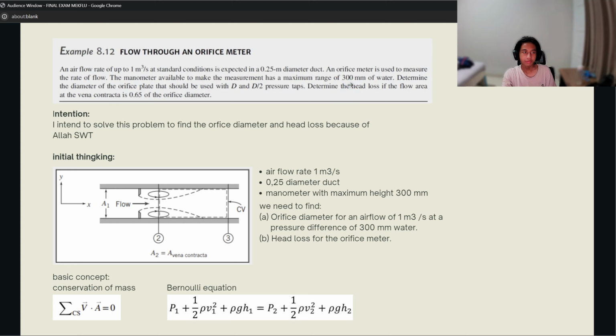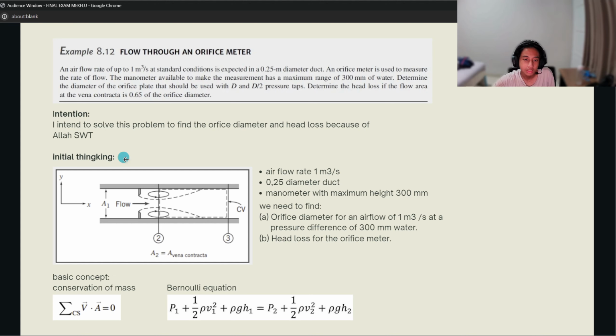To solve this problem, like usual, I would like to use the A5 problem solution. Let's get started with the first step, which is intention. I intend to solve this problem to find the orifice diameter and the head loss, because of Allah Subhanahu wa Ta'ala. After intention, let's move on to the next step, which is initial thinking.